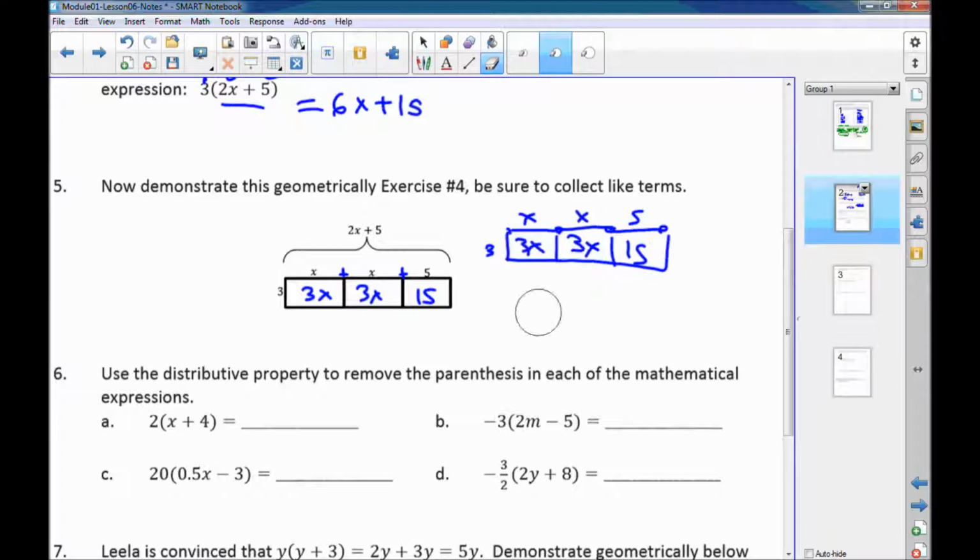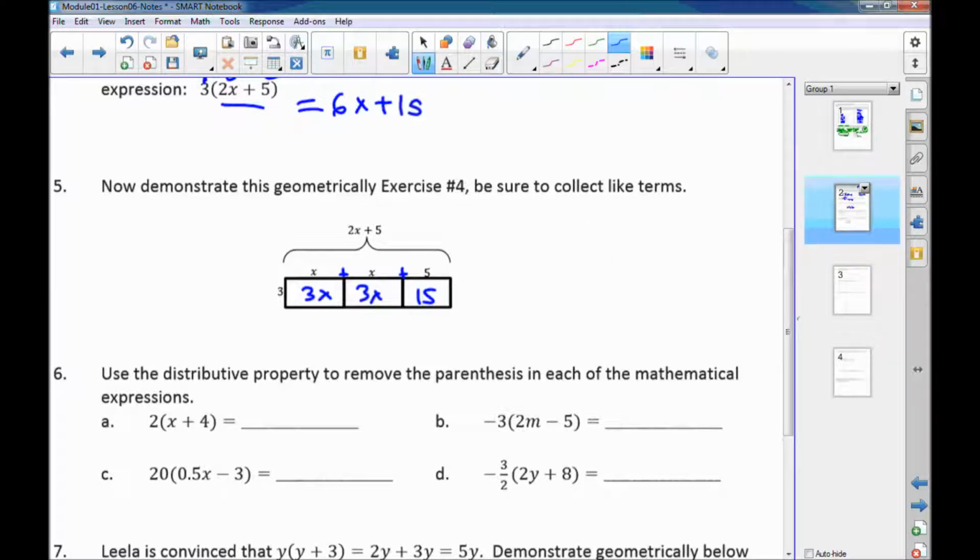All right, so you can build your own boxes for these. You don't have to have me build it for you on the notes. And then when we're done, you can see these two can be combined because they're like terms. So they become 6x, and then we still have 15 left over.